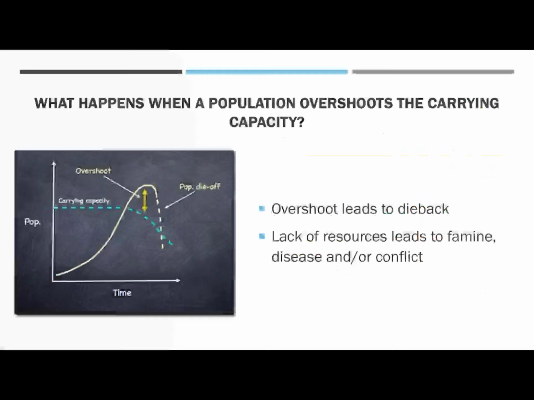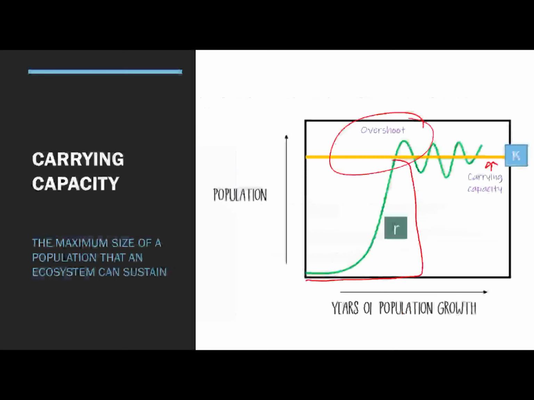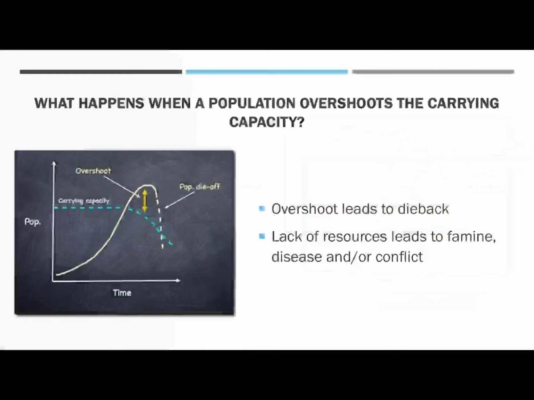So if we go back, we have overshoot. This is what happens when a population goes above that maximum population size. So what does this mean for a population? If your carrying capacity is right here, but you overshoot up to here, what does that mean? So we know that overshoot leads to dieback. So population can't support more than the carrying capacity, so things have to die. The lack of resources from the high population can lead to die-off or conflict or disease. Regardless, it causes our population to decrease below that carrying capacity.